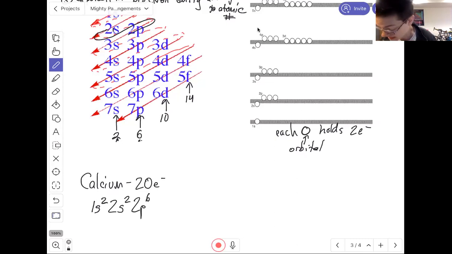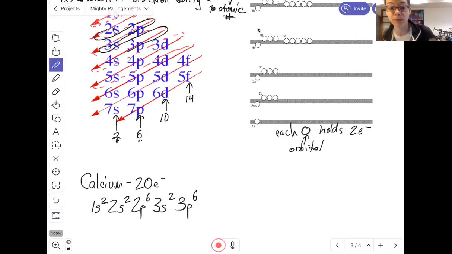The diagram says next after 2p is 3s. S still holds 2. 10 plus 2 is 12. I am still not done. The diagram says I loop back up and hit 3p. I'm still going to put 6. I was at 12. 12 plus 6 is 18. 18 is not 20. I have to continue.